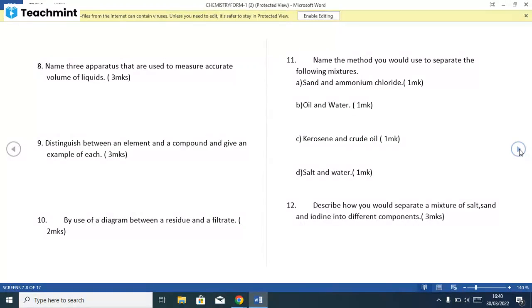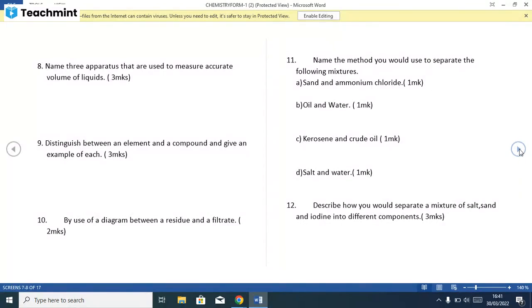Beaker is used to measure volume, but is not used to measure volume accurately. Are you getting the difference? Beaker is used to measure volume, yes, but is not used to measure accurate volume. Syringe, yes. Pipette, yes. Burette. Yeah, burette. And volumetric flask.